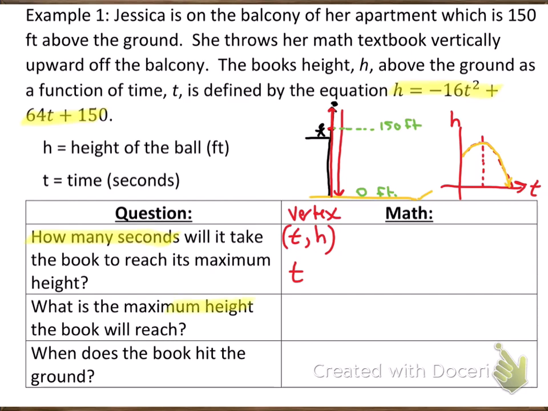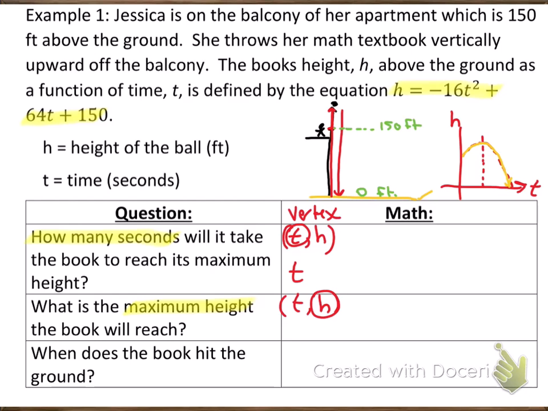And then it says, what is the maximum height? Well, that's the h, right? So that's the y value of the vertex that we want to find here, okay? So again, the first part is finding the x value of the vertex. The second part is finding the y value of the vertex. They're both just finding the vertex, okay, so we already know how to do that. The only new skill here, guys, is translating the question into math.